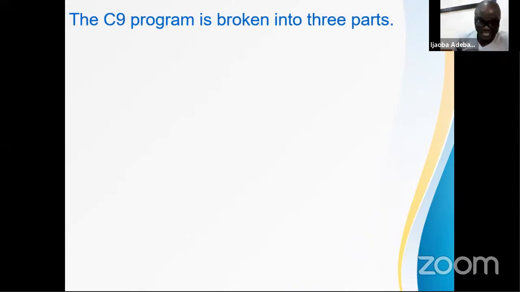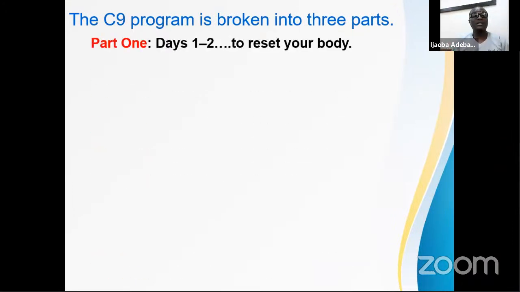So let's go on. C9 is broken into 3 parts, ladies and gentlemen. For us that have started it, fantastic, it's good, but you need to understand what you are doing. The C9 program is broken into 3 parts. Deliberately, it's broken into these parts for us to follow it to the letter. Number 1, part 1 of C9 comprises the first day and the second day.